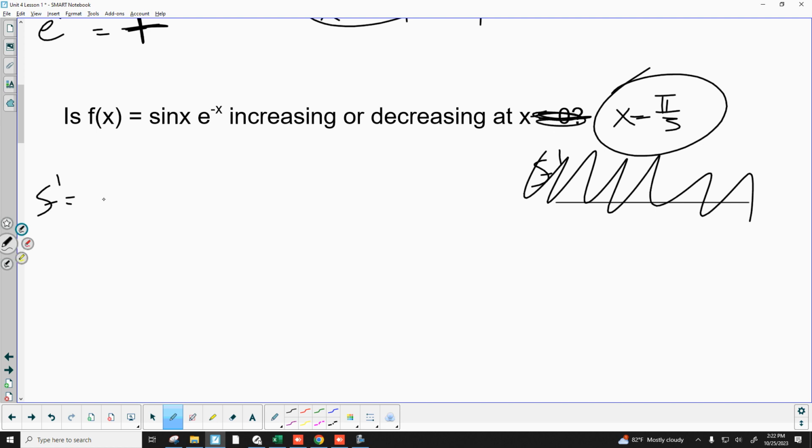Now I'm going to write down the derivative, and you're going to tell me what we get after plugging in pi over 3. So I got cos x e to the negative x plus negative e to the negative x sine x. Tell me, after plugging in pi over 3, do we get a positive or a negative number? Go.